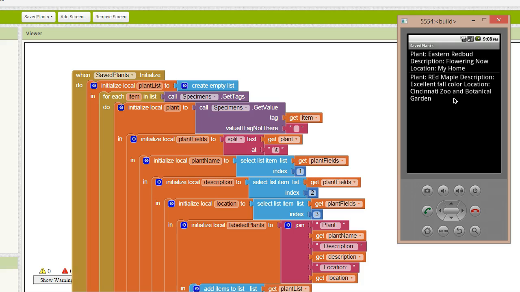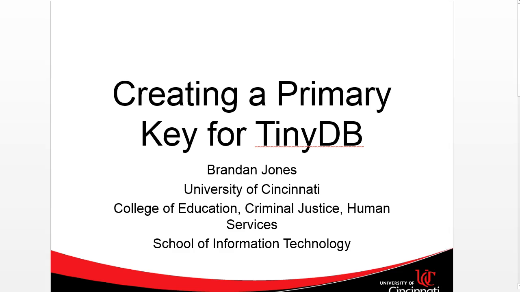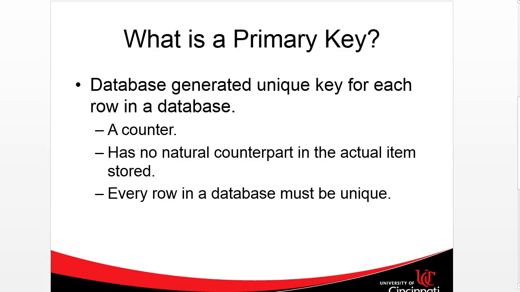Okay, what's a good way to make sure that we get a new row even if we enter the same plant name? Well, the answer is we need to use a different tag. Now, in other databases, we'll call this tag a primary key. A primary key is essentially a unique identifier for each row in a database. A primary key can be database generated, and if that's the case, it's simply a counter variable. It has no natural counterpart in the actual item stored.